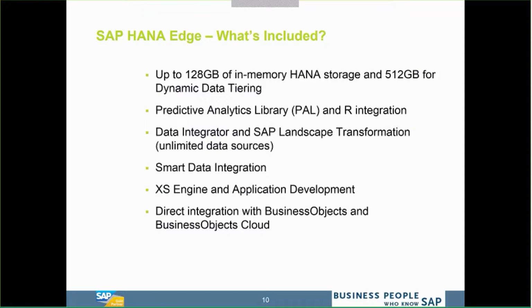And you may not know that we typically see a 5 to 7 times compression due to the in-memory storage in HANA. So if you look at 128 gigabytes of storage, multiply that by 5 to get an apples to apples comparison with a traditional database. And you also get 512 gigabytes of what we call dynamic data tiering. That's a warm data strategy.